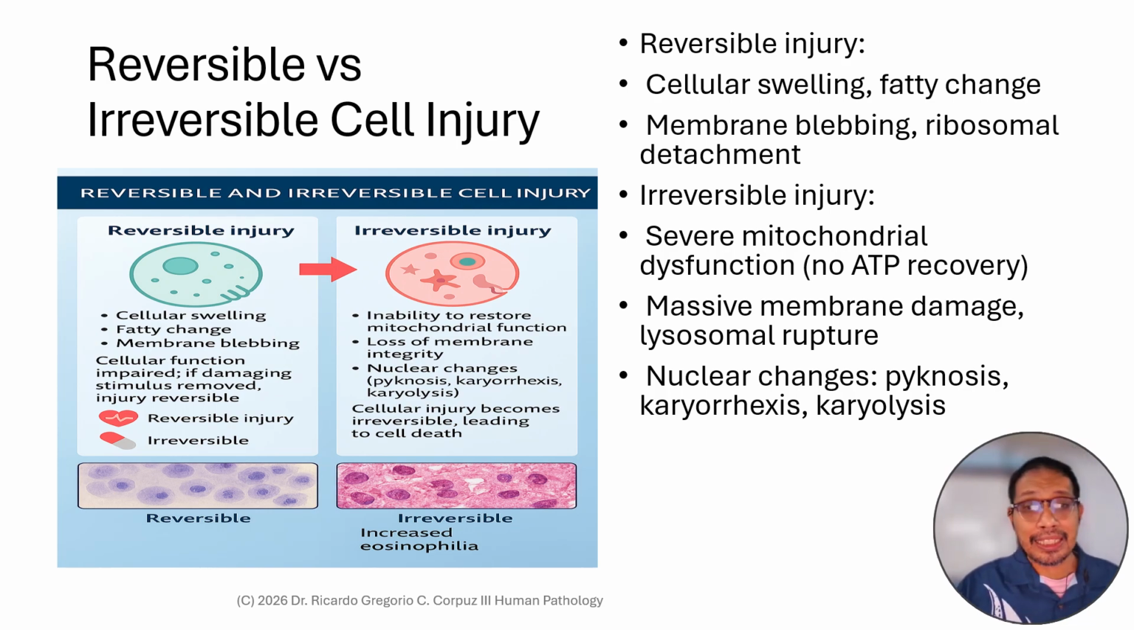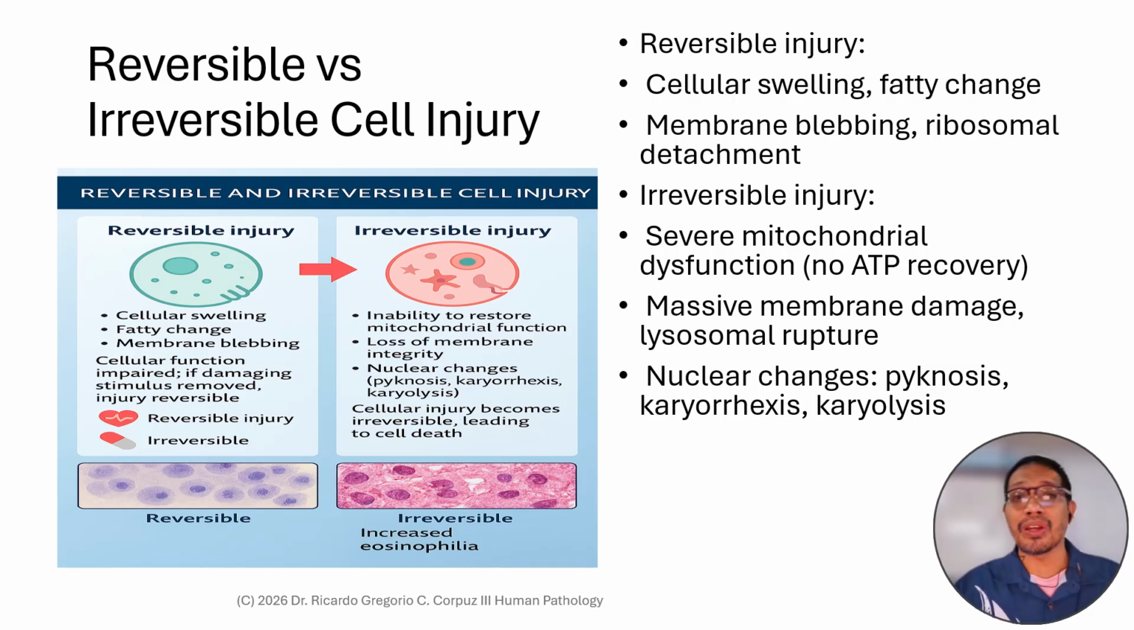Second, catastrophic membrane damage. This includes not only the plasma membrane, but also lysosomal and mitochondrial membranes. When lysosomal membranes rupture, their enzymes spill into the cytoplasm and digest the cell from within. So when the plasma membrane fails, cellular contents leak out, triggering inflammation and sealing the cell's fate.